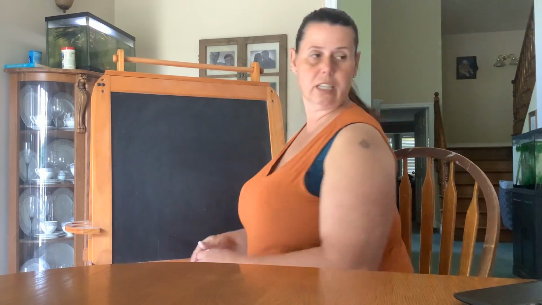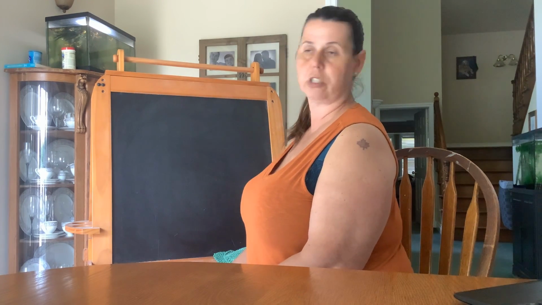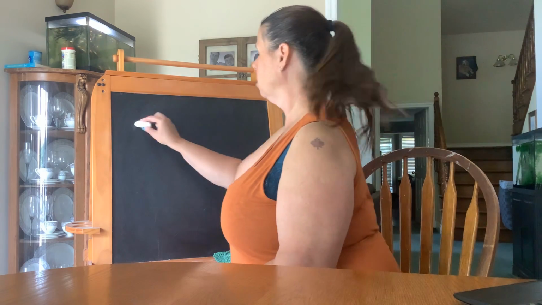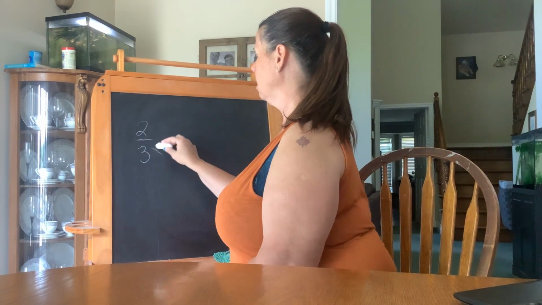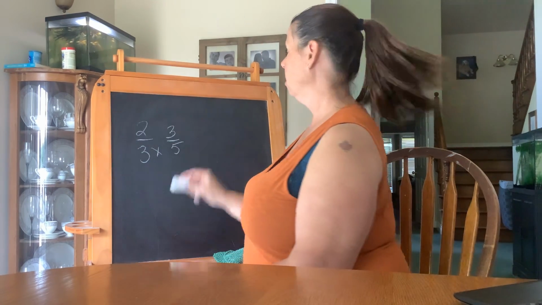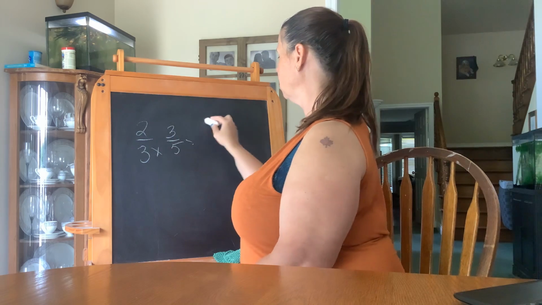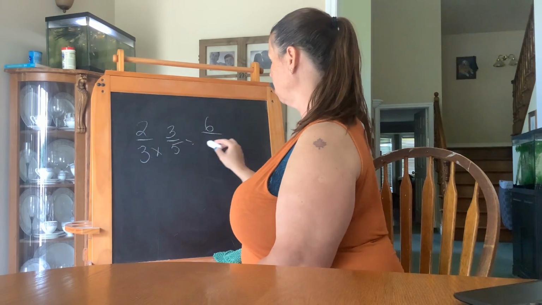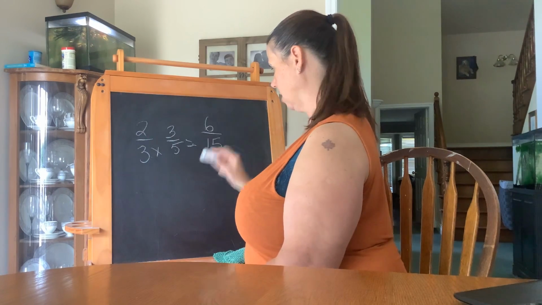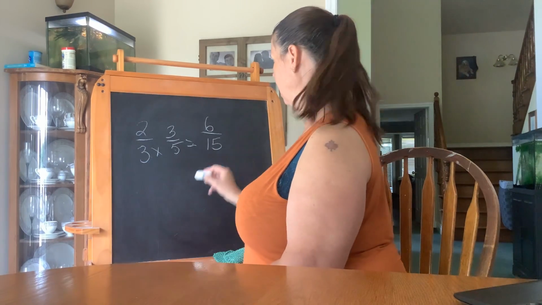All right, let's try 10. Multiply the fractions, reduce your answer to lowest terms. We always reduce to lowest terms, so that's not a problem. 2/3 times 3/5, right? That's A. Multiply across the top. 2 times 3 is 6. Multiply across the bottom. 3 times 5 is 15.